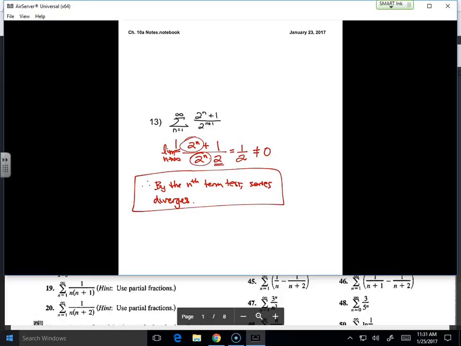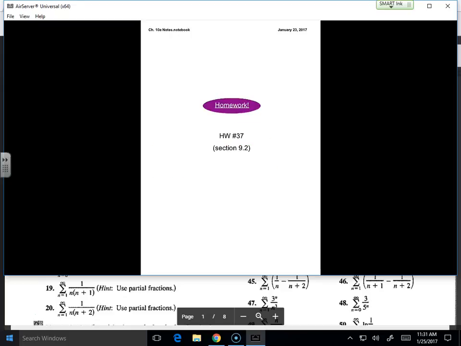So hopefully homework wasn't too bad. Geometric was okay too after the worksheet that we did. Yeah, there was only one, I think.